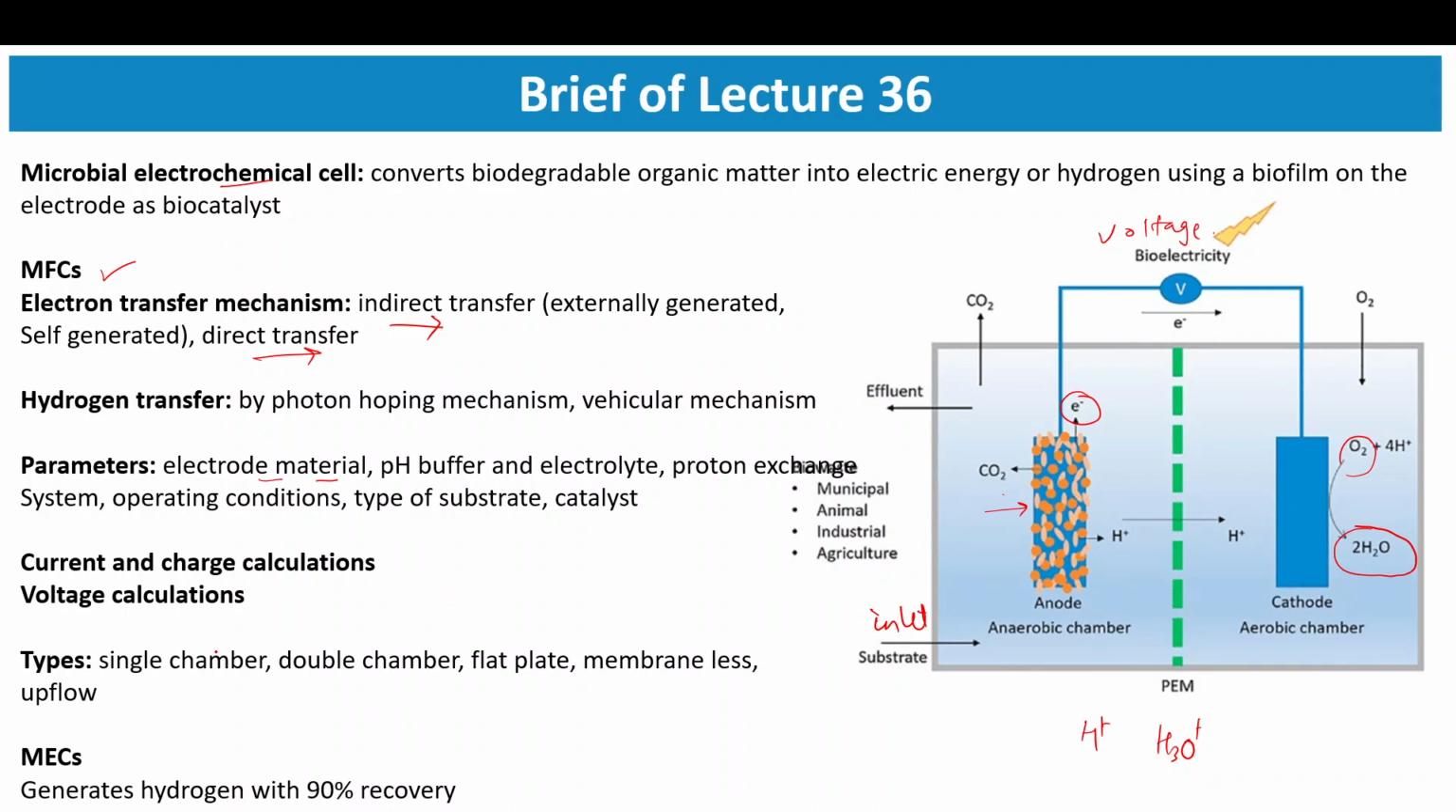Also, the types of these cells can be single chamber or double chamber. A double chamber will have two chambers which are separated by one unit, and here there will be a membrane, and again here there will be another chamber. So this is the anode, this is the cathode. There will be two chambers and some bridge which connects the two chambers, and a membrane will be there. So this is very common.